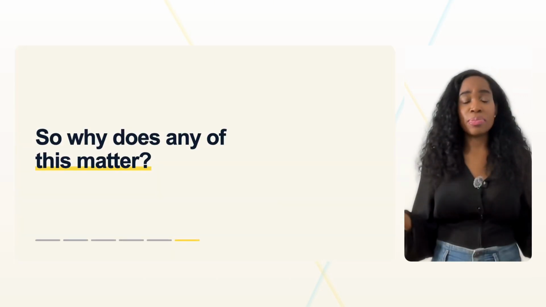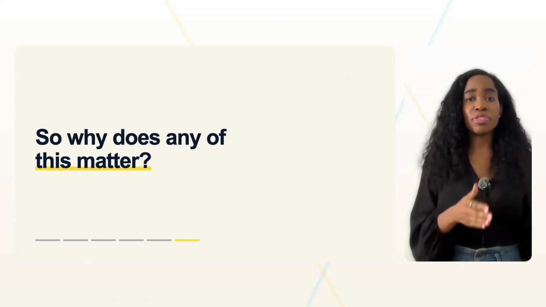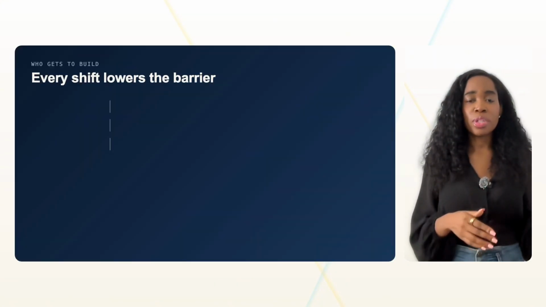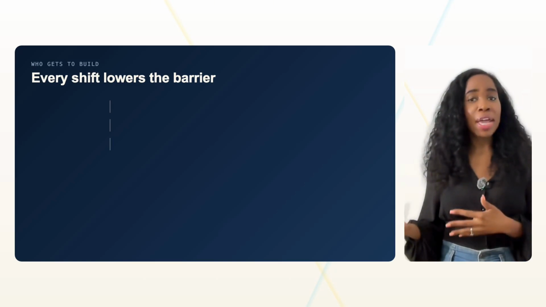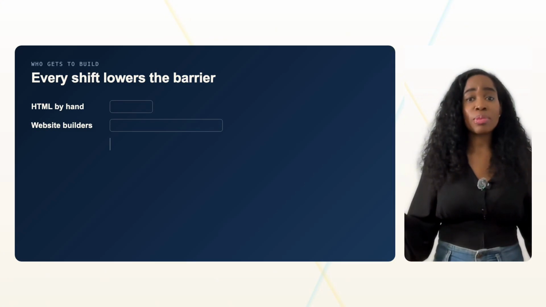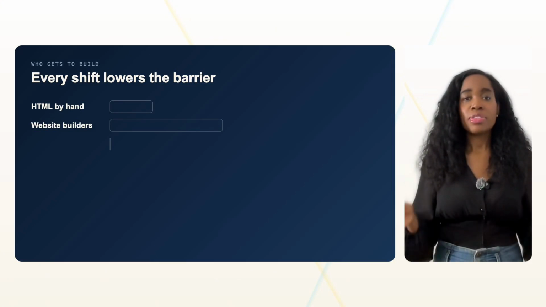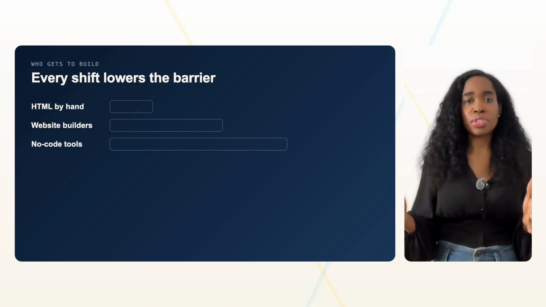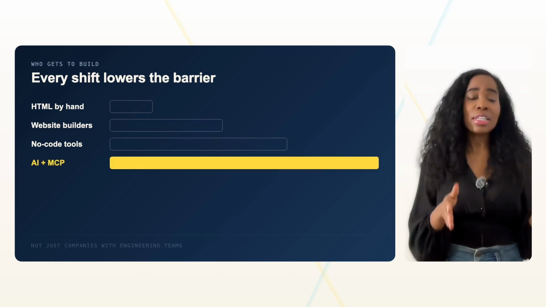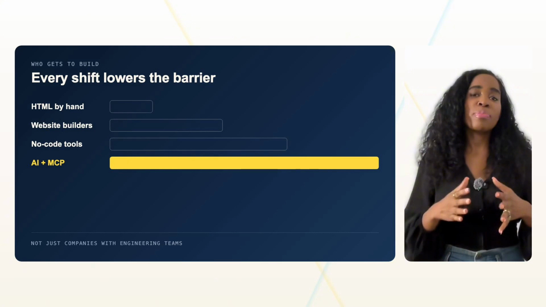So why does any of this matter? Because every major shift in technology has one thing in common. It lowers the barrier to building. Years ago, creating a website meant writing HTML by hand. Then the website builders made it accessible to millions of more people. The same thing happened with no-code tools. And now it's happening with AI. MCP doesn't eliminate developers, but it dramatically reduces the amount of custom work needed to connect AI with the tools and the applications that you use every single day.